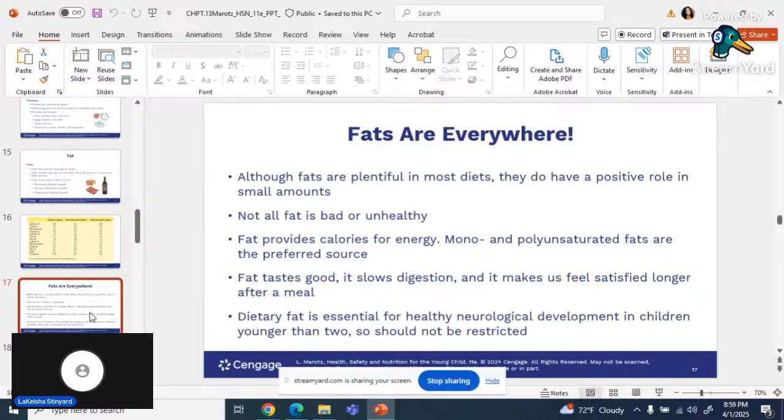Fat provides calories for energy. You have your mono and your poly unsaturated fats, which are the preferred and the best sources. Your fat tastes good, but it slows digestion. It slows your digestive system down, and it makes us feel satisfied longer after a meal, which I can attest to that. Dietary fat is essential for healthy neurological development in children younger than 2.